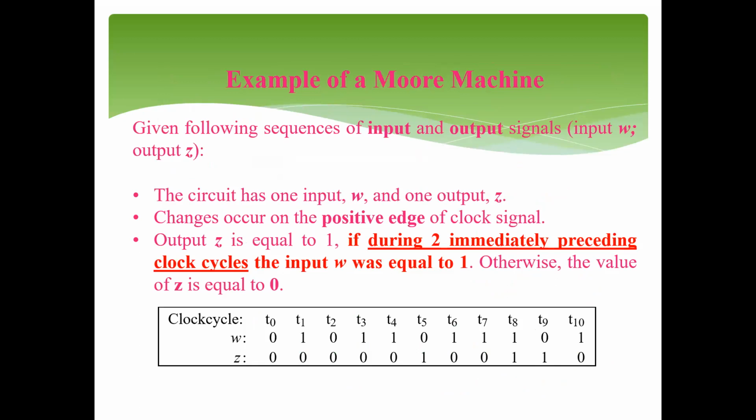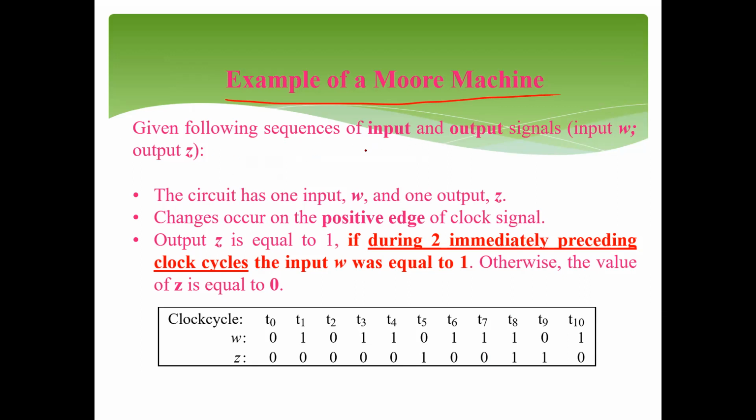Now we'll take an example. Actually, in this section, we only have two examples to cover. Just to give you a general form of writing any finite state machine. So we'll take an example of a Moore machine. So let's read this example.